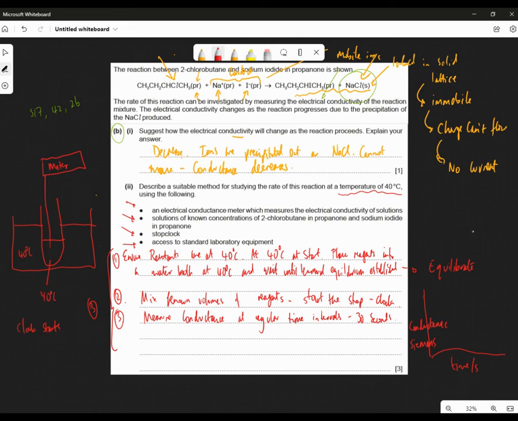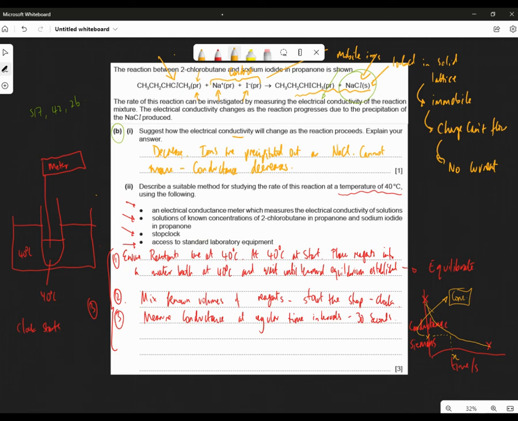Anyway, so at the start, it's going to be high, and as the time goes on, it's going to decrease. So you'd expect the graph to start off high and do something like that. Now, what you wouldn't know doing this, let's pick this part on your graph. You would know the conductance at this time, X, let's call this, and this is the conductance here. But you wouldn't know the concentration of the reagents here.